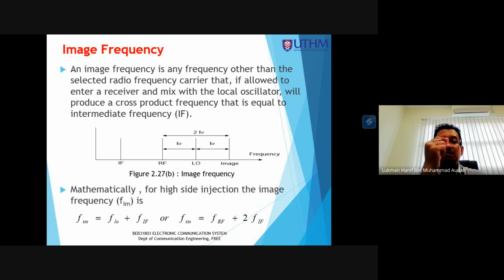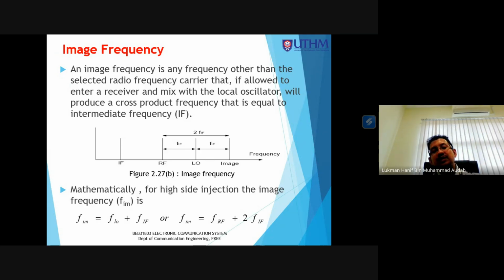If the image frequency is passed through the receiver, it will produce a frequency similar to the IF frequency. It is the image of the intermediate frequency, which we don't want at all. So remember, we need to block the image frequency from entering the receiver. Otherwise, the receiver will not be able to differentiate whether this is a desired frequency or the image.